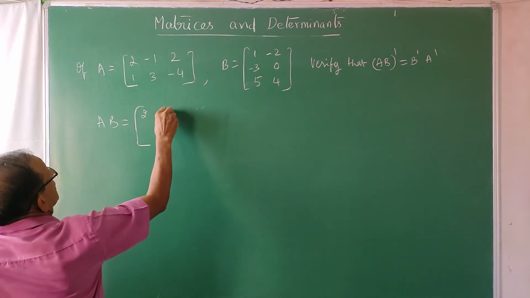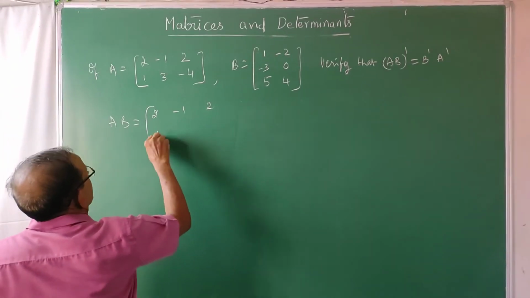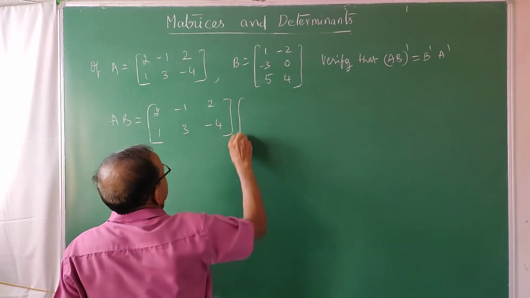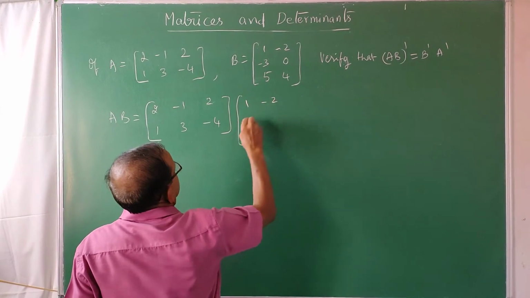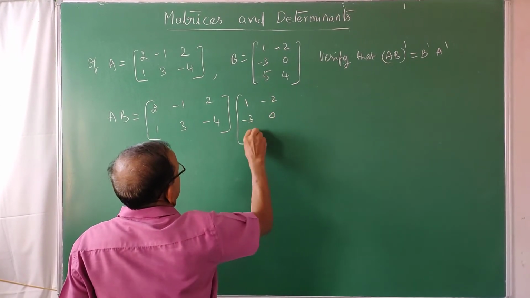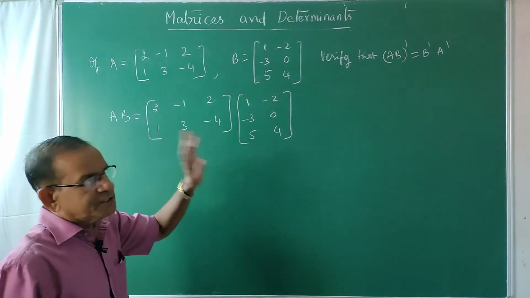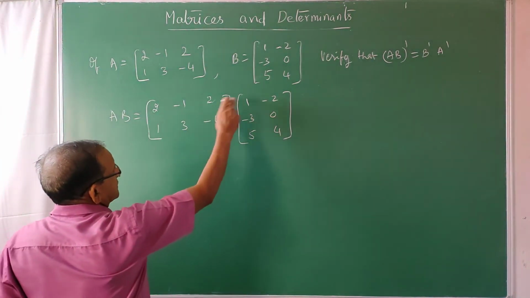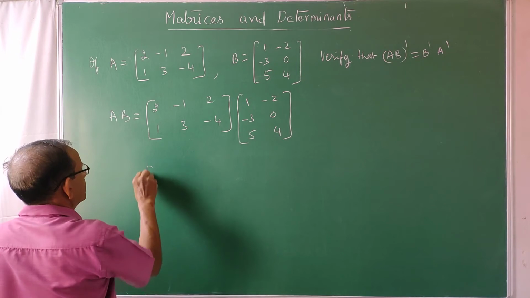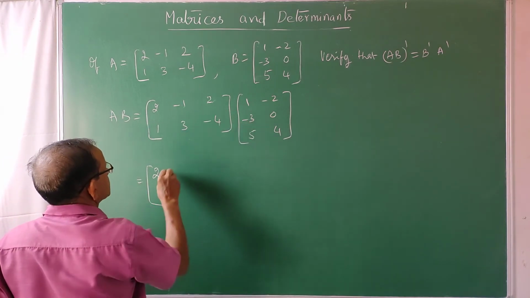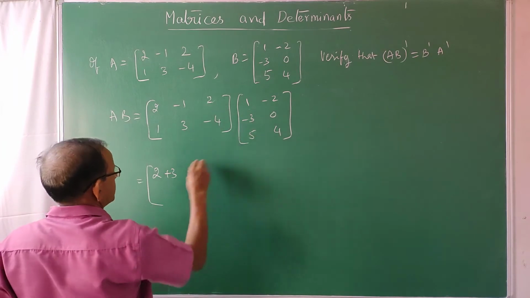A is 2 minus 1, 2, 1, 3, minus 4, into B, which is 1 minus 2 minus 3, 0, 5, 4. Let us take the product of these two. So multiply the first row with the first column. 2 into 1, 2, minus 1 into minus 3 plus 3, 2 into 5 plus 10.